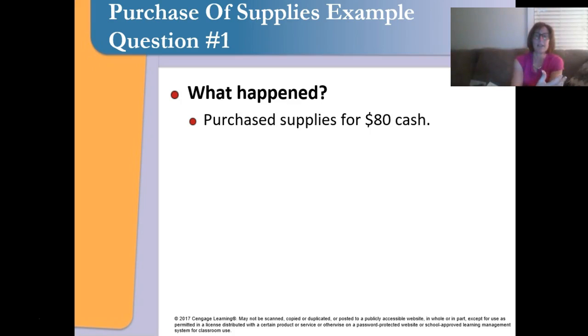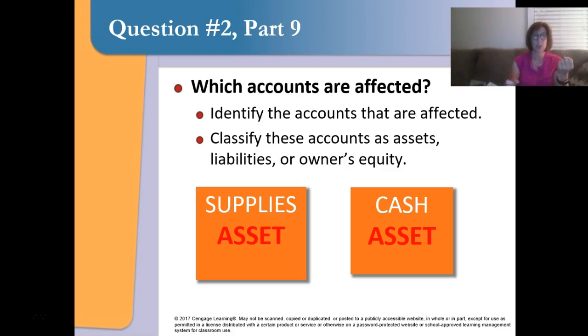So we've got yet another transaction here. We're going to buy some supplies, and we're going to spend $80 in cash for those supplies. So the first thing we do is take a step back and think to ourselves, okay, what's being impacted here? What kind of accounts are those? Supplies are an asset and cash is an asset. So in this case, just like when we bought our equipment, this transaction is only going to affect the asset side of our accounting equation.